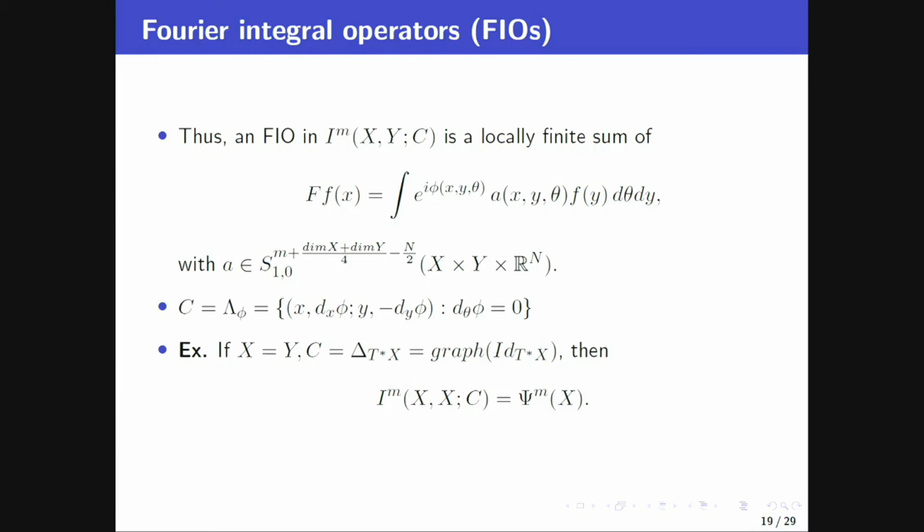So now let's see again examples. We're going to revisit our examples from the beginning, from yesterday, and show that they are FIOs. That's why we started with them yesterday, examples of FIOs. A psi DO, it's an FIO. Yeah, it has a very simple phase function, which is (x minus y) dot theta, and this is the graph of the identity.